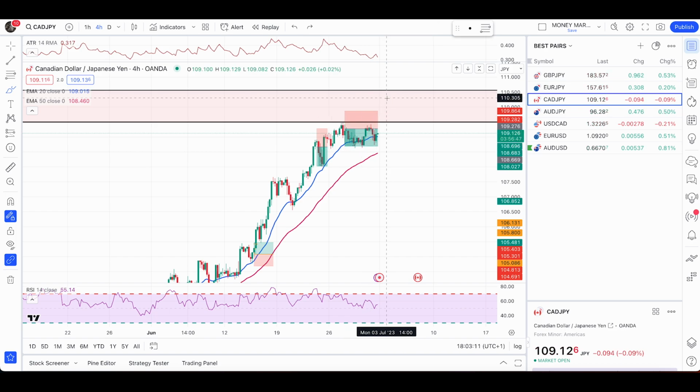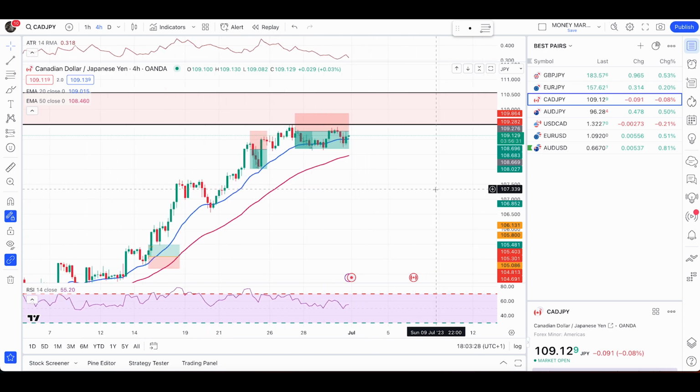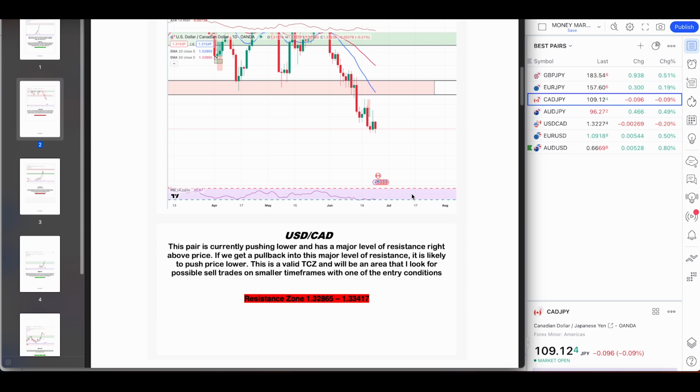These are the zones and areas where we want to take advantage of a pullback and grab our profits before the price rides up in a trend. So this pair reacted nicely out of the area of value and we had a nice take profit hit. Then we had USD CAD.